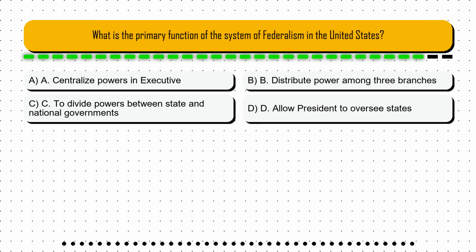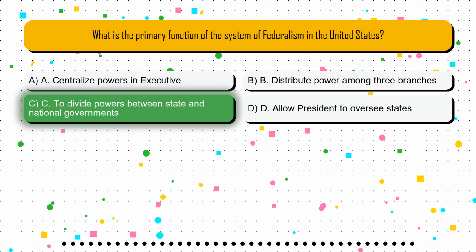Question 24. What is the primary function of the system of federalism in the United States? Option A. Centralize powers in executive. Option B. Distribute power among three branches. Option C. To divide powers between state and national governments. Option D. Allow president to oversee states.